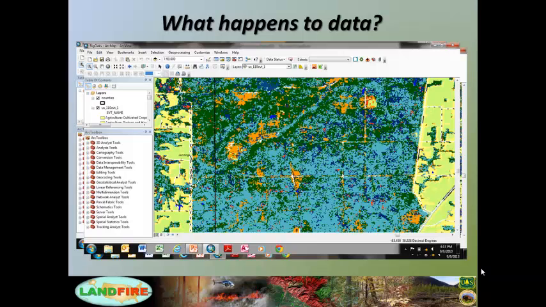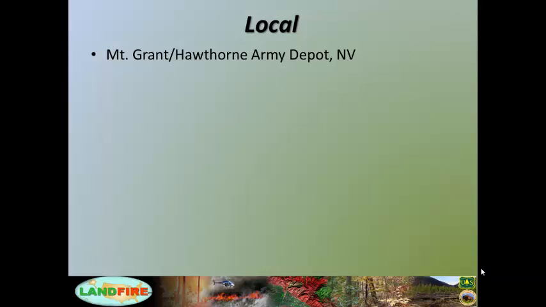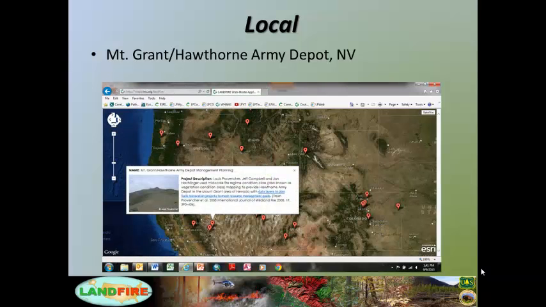So let's take a look at 2 additional local or small scale applications. So let's first take a look at the Mount Grant or Hawthorne Army Depot application in Nevada. So back to the WAM again. Select the Mount Grant Hawthorne bullet. Again, you'll find a link and a photograph. And here the answer of the applicability of LANDFIRE products out of the box is mixed. LANDFIRE vegetation models were used. They had to be modified, but they were used in the project.